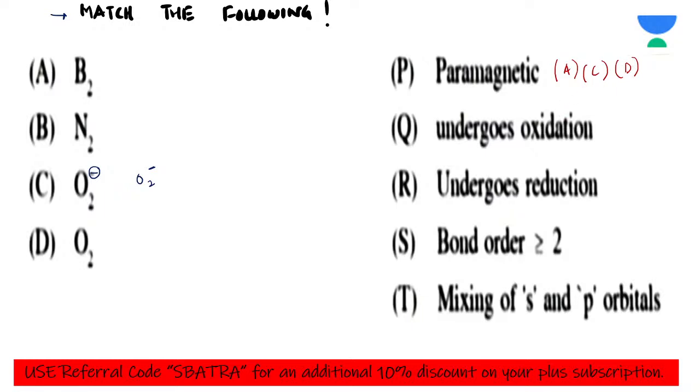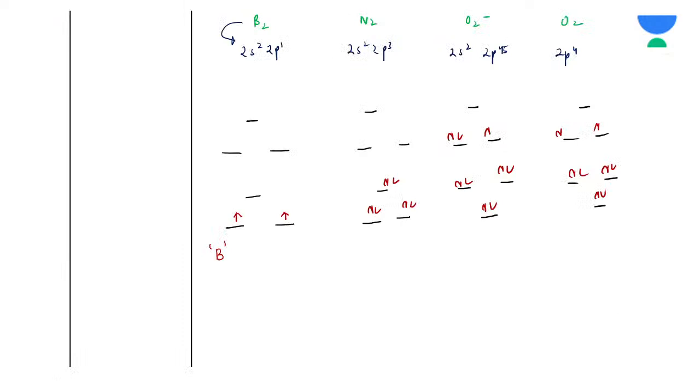Next is undergoes oxidation, that means it is losing its electron. Which compound will lose its electron? It's very obvious. If you have electrons in anti-bonding, then that molecule will undergo oxidation. Very simple concept. So O2 minus and O2 will undergo oxidation. These two compounds can undergo oxidation.